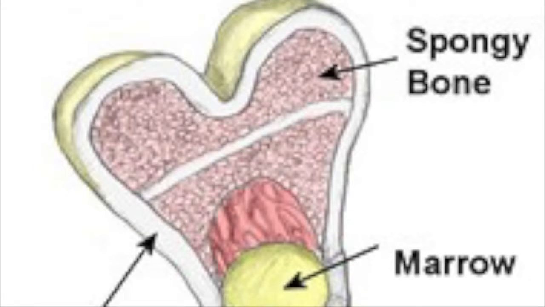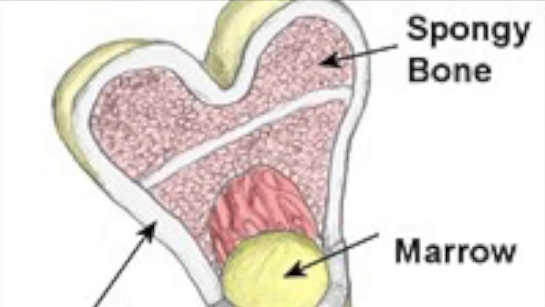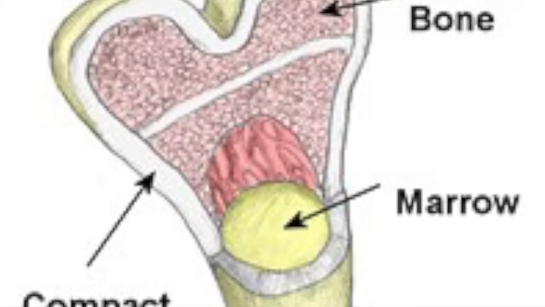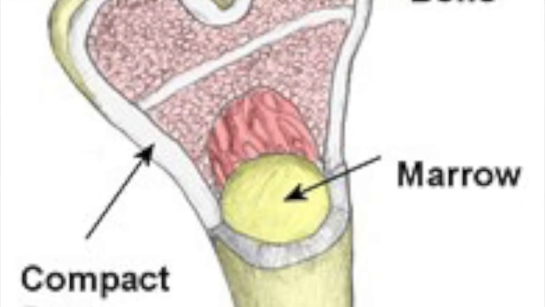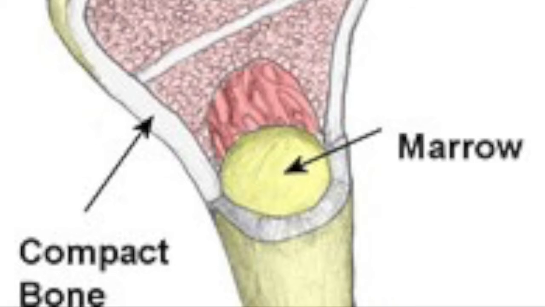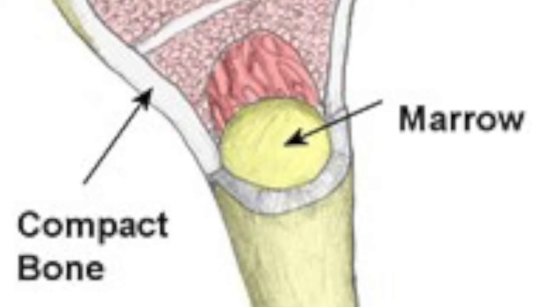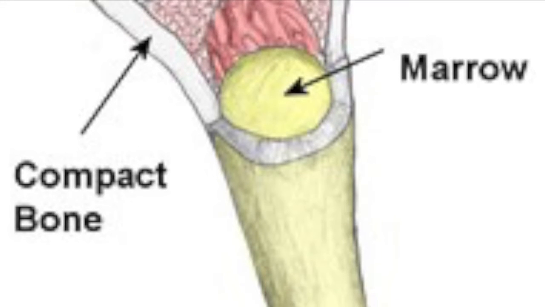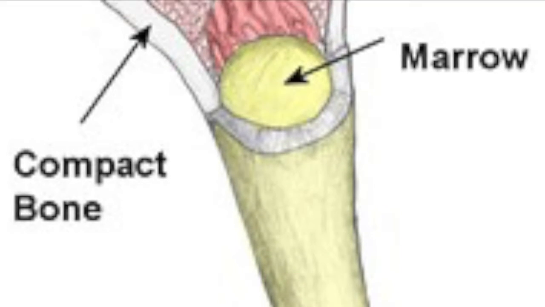There are two types of bone tissue: cortical bone and cancellous bone. Cortical bone, also known as compact bone, forms the hard exterior that people think of when they think of bones. Cancellous bone, also known as spongy bone, is the material that fills the hollow interior of the structure. Both of these forms of tissue are mineralized connective tissues.